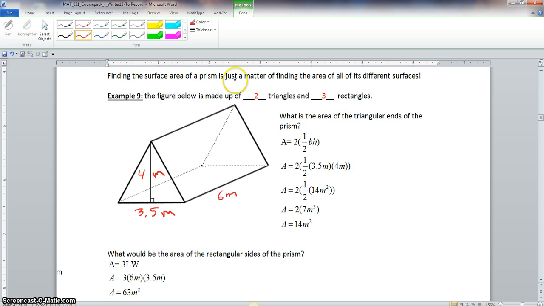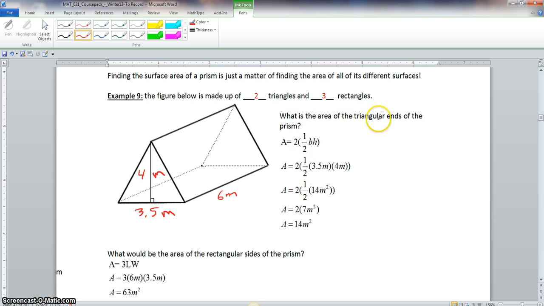It says finding the surface area of a prism is just a matter of finding the area of all of its different surfaces. The figure below is made up of two triangles and 3 rectangles. Now if you look here at this figure, on your course pack it is typed, but because of some technical computer issues I had to write this in. So we have 4 centimeters for the height, 3.5 centimeters for the base, and then as far as the length goes is 6 meters.